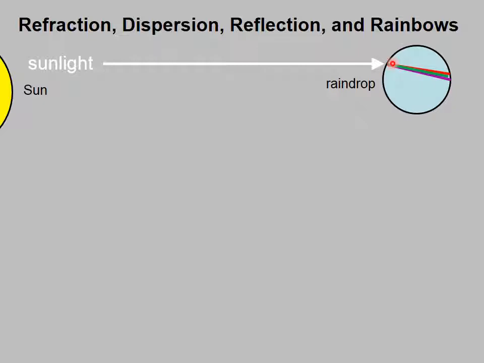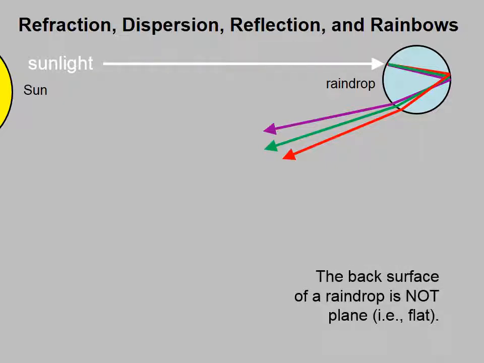And you can see that the red wavelength is bent a little bit less, the violet wavelength is bent the most, the green is somewhere in the middle. When those wavelengths then hit the back of the raindrop, some amount of the intensity of that light continues off to the right here. But some of it is reflected back, and it turns out that the orientation of those wavelengths is as follows. The back surface of a raindrop is not plane, it's not flat, it is curved.